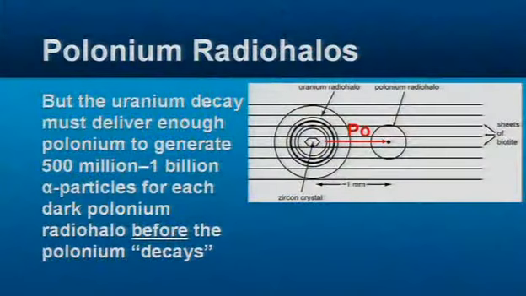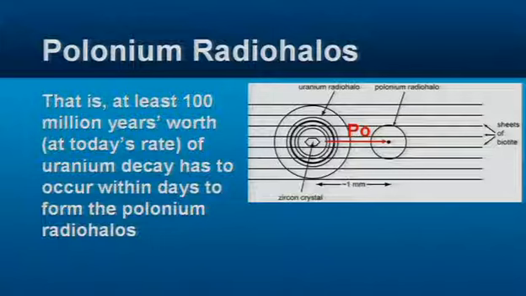So, as I said on Tuesday night, it's evidence for accelerated nuclear decay during the flood when many of these granites were forming. So you have to have a mechanism to deliver enough polonium from the zircon crystal to a nearby location in the biotite crystal with enough alpha particles to form each dark polonium radiohalo before the polonium decays. And the answer is quite simple, as we'll come to in a moment. But what it means, as I just said, is that at least 100 million years worth at today's rate of uranium decay has to occur within hours to days for these polonium radiohalos to form alongside and at the same time as the uranium radiohalos.